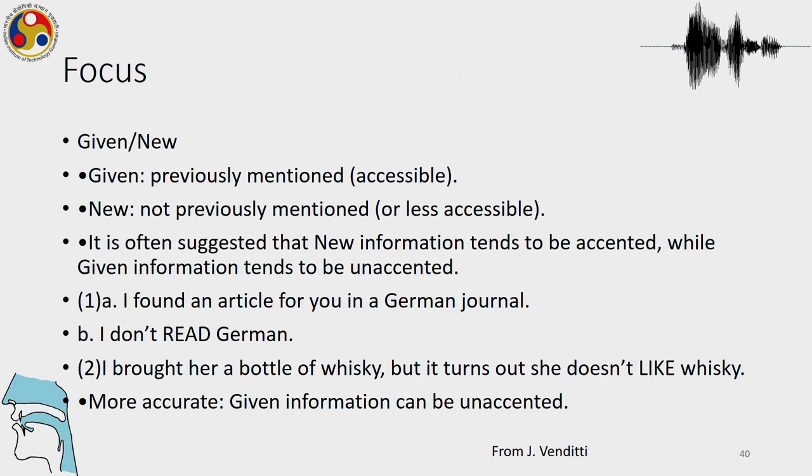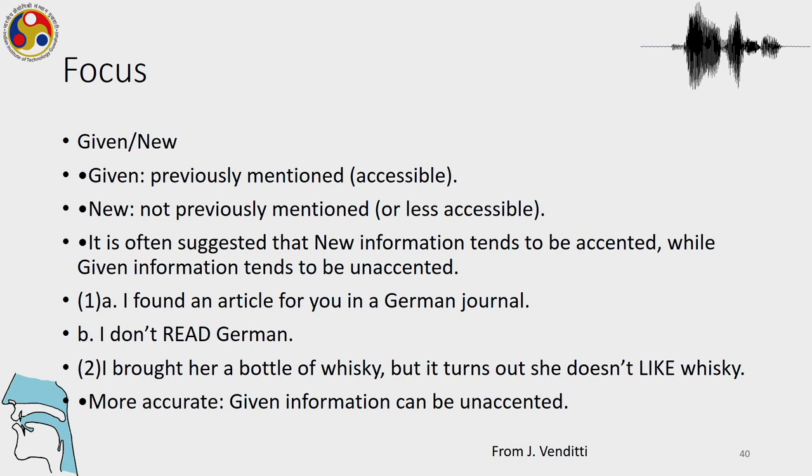Now, a bit of discussion on focus, because we have seen what given and new information is just a while ago. So, let's clarify a few of the issues. Given is previously mentioned information, and new is not previously mentioned information. So it is often suggested that new information tends to be accented, while given information tends to be unaccented.